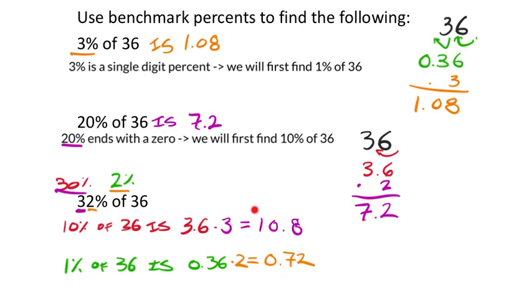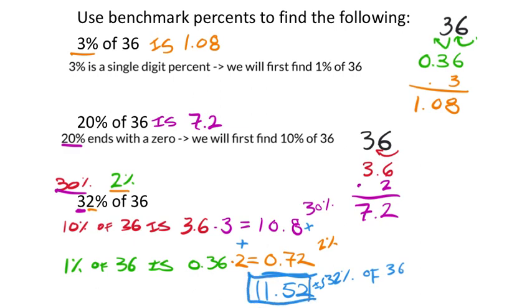hundredths, like this one. And now with these two values, we're going to take them both and add them together, okay? Because once again, 10.8 is 30% of 36, and 72 hundredths is 2%, which again, when we combine these percentages, you would get 32%. So when I do this, we get 11 and 52 hundredths is 32% of 36. Boom. But this is the one we're looking for.